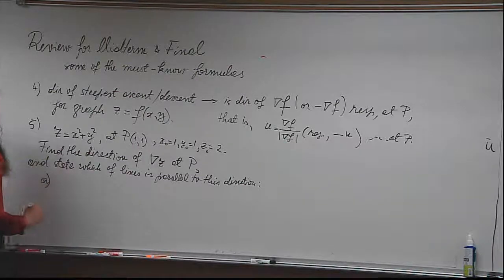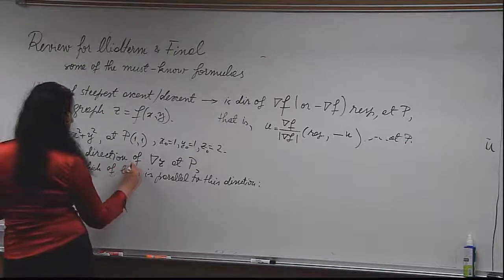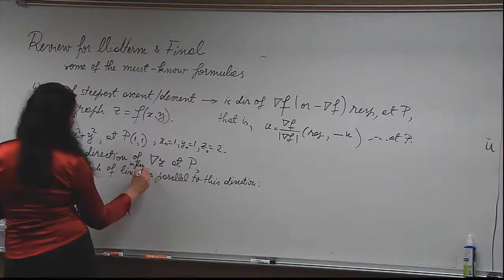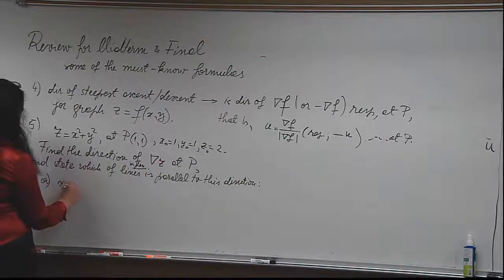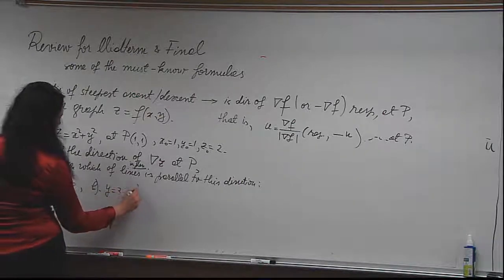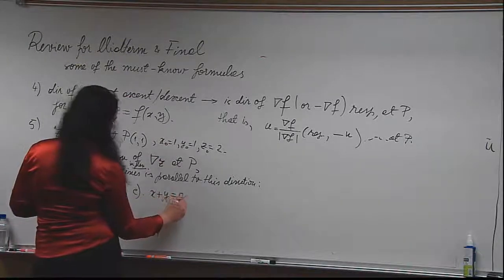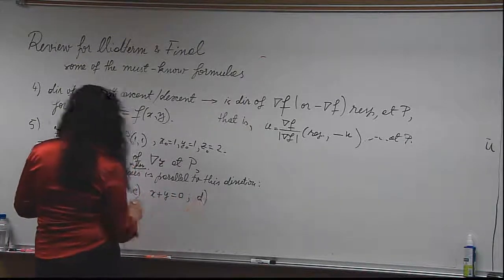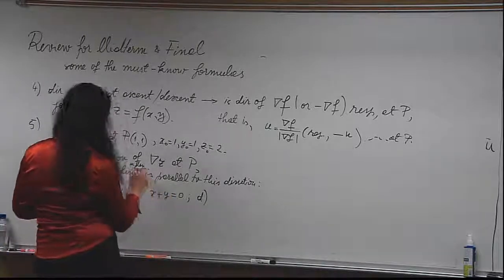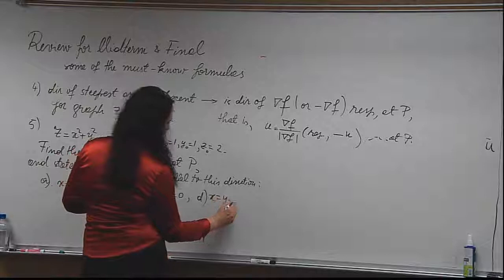Okay. Lines in the plane: A, x equals 2; B, y equals 3; C, x plus y equals 0; D, x equals y. These are lines in the plane xy. E, none of the above.